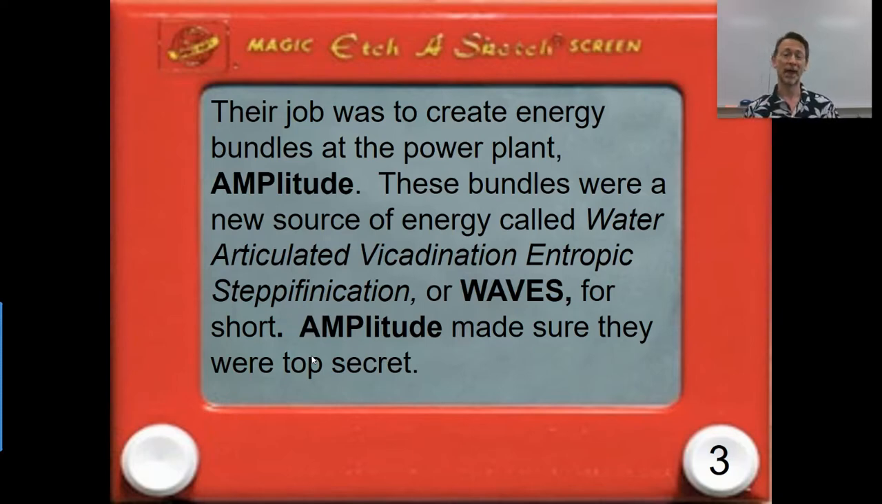So the power plant that they work at is called Amplitude. They're creating these new bundles of energy, which is called a wave. And then they make sure that this new bundle is top secret. I'll give you a moment to illustrate this one and or pause the video.